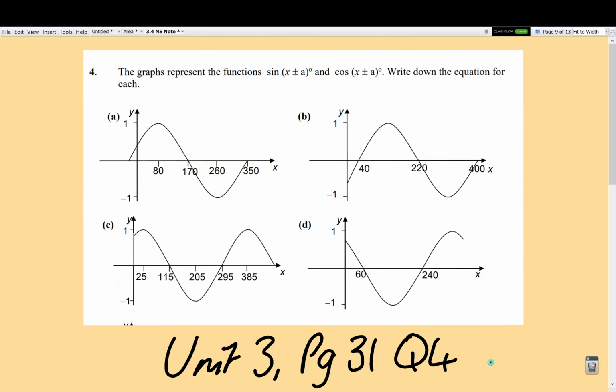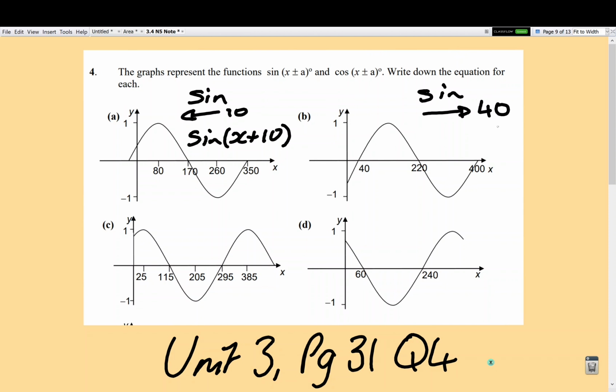The first one, I hope you'll agree, is the sine curve, and it's just been moved a wee bit left. It would usually come down at 180 here. It's actually coming down at 170, so it's been moved 10 degrees to the left. So that would be sine moved 10 degrees to the left, so that's x plus 10. That would be the graph of y equals sine of x plus 10. This one is again a sine graph, but moved to the right-hand side. So it's sine, moved right by 40 degrees. So it would be x minus 40.